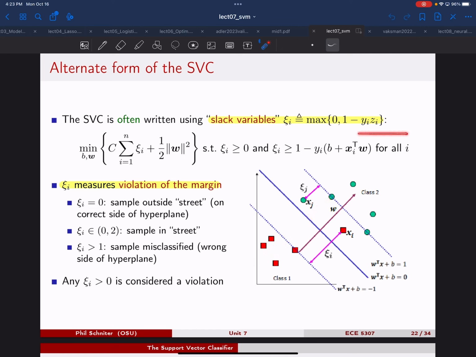So it's just a different way of writing the SVC that you might see in some other sources, like the Wikipedia page.